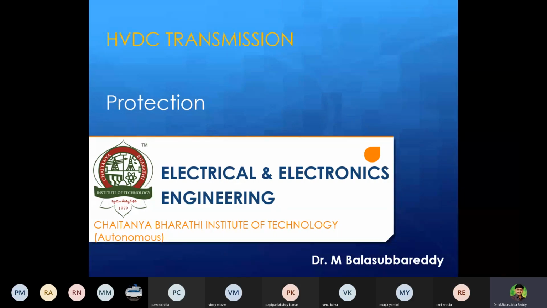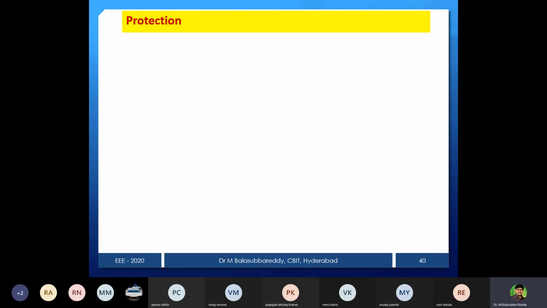Fourth unit we already started in the previous class. Then there is protection, all these things we will discuss. And then DC reactors, also called smoothing reactors, overcurrent protection, and circuit breakers. So all these things we'll discuss today.